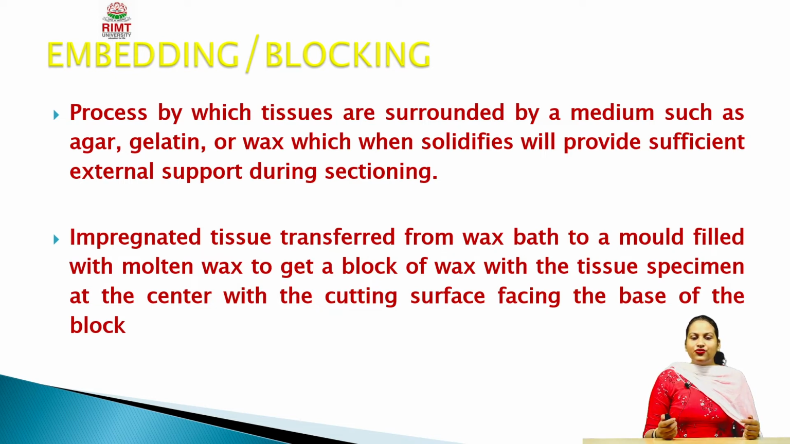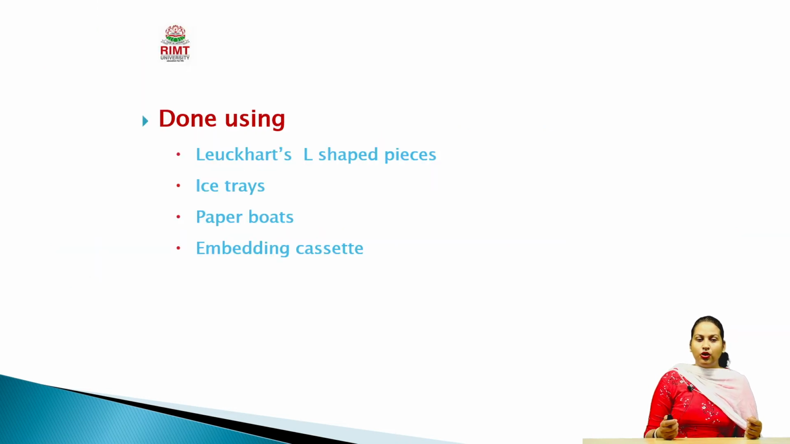Embedding is the process by which the tissue is surrounded by a medium such as agar, gelatin, or wax, which when solidified will provide sufficient external support during sectioning. The impregnated tissue is transferred from the wax bath to a mold filled with molten wax to get a block of wax with the tissue specimen at the center, with the cutting surface facing the base of the block.